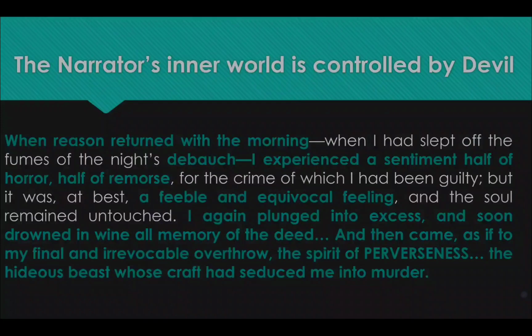So the second part of the paragraph: "I again plunged into excess and soon drowned in wine all memory of the deed." And he begins another sentence with "and": "And then came, as if to my final and irrevocable overthrow, the spirit of perverseness, the hideous beast whose craft had seduced me into murder." Two long sentences, a lot of coordinators. Okay, so this is the style of someone who is really suffering from some sort of psychological conflict.